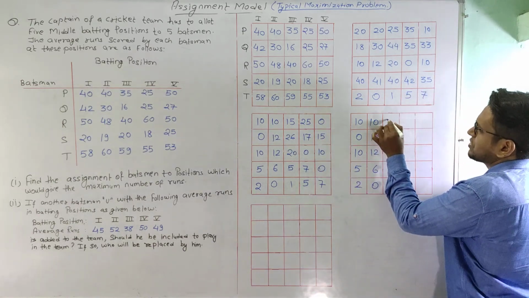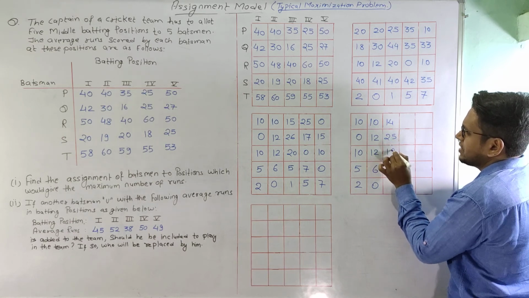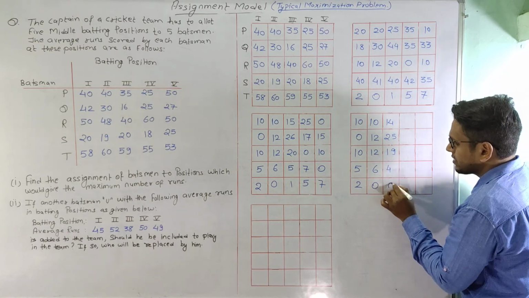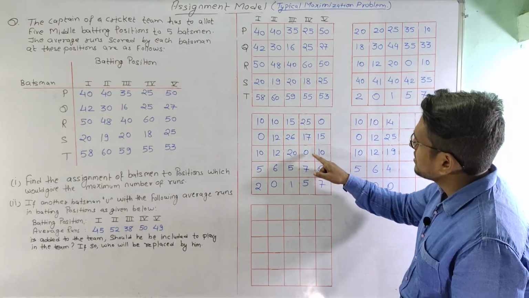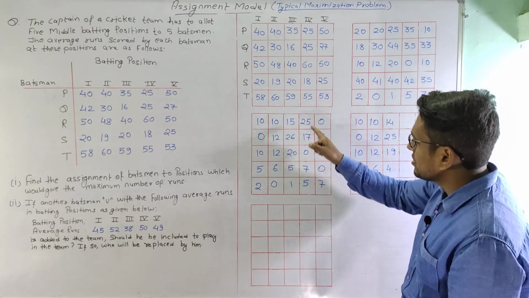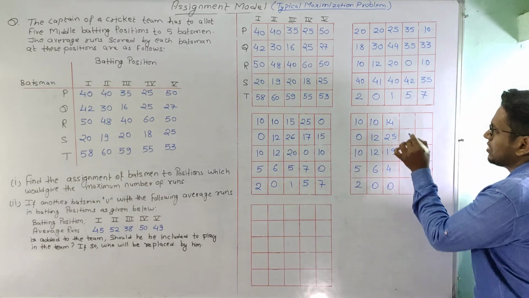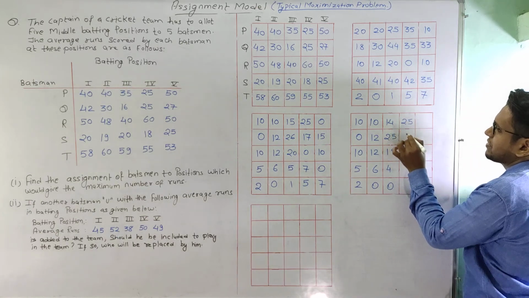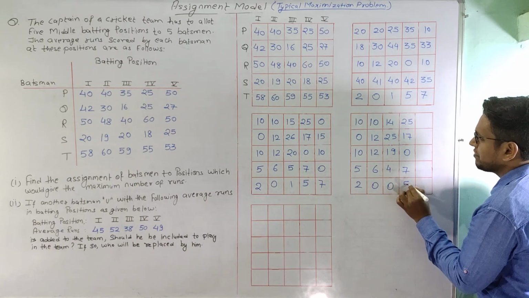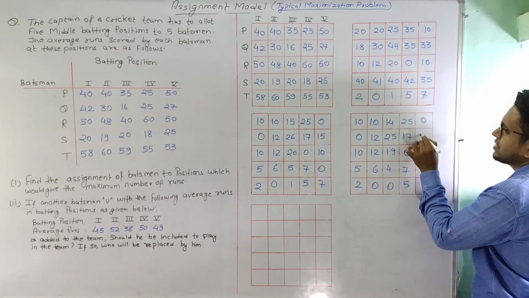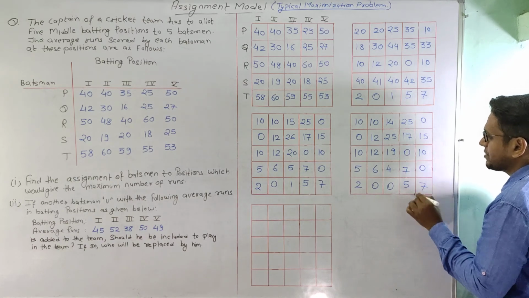So 15 minus 1 is 14. This is 25. This is 19. This is 4 and this is 0. Now for column 4 and column 5, we can see that both are having zeros. So these two columns will also remain as it is. So this is 25, 17, 0, 7, 5, 0, 15, 10, 0 and 7.